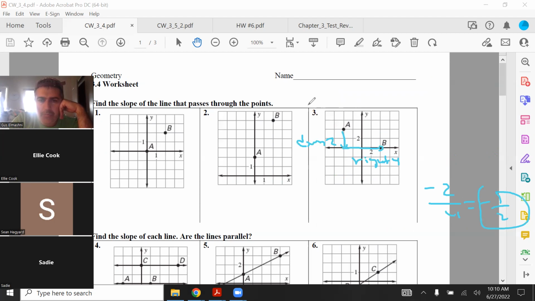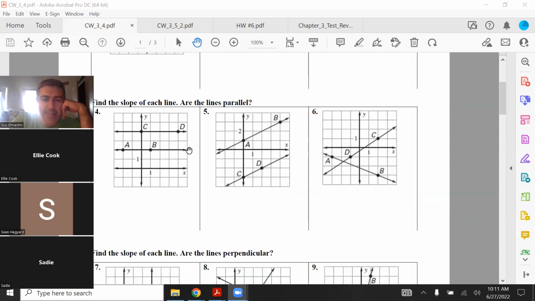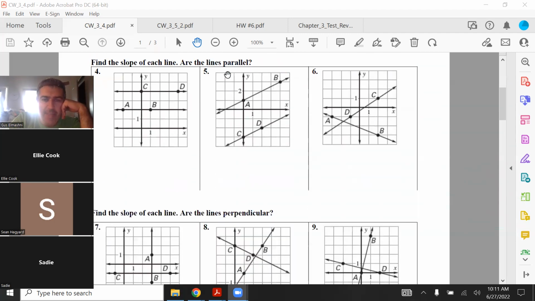Or -4 comma 4, 4 comma 0. So you take the difference of y's and take the difference in x's. So you get -1/2. So that works also. Okay, I promise I'll get it right for the future ones. All right, I can't believe I did that. That was really bad. Find the slope of each line.